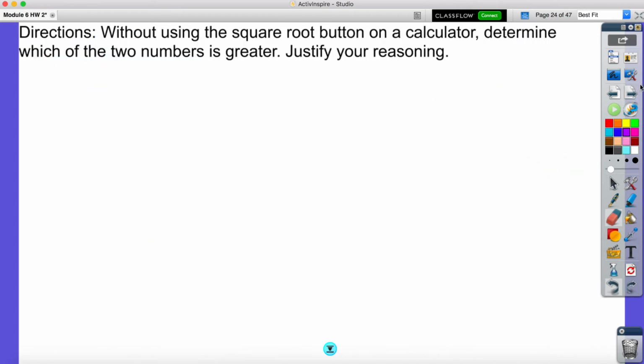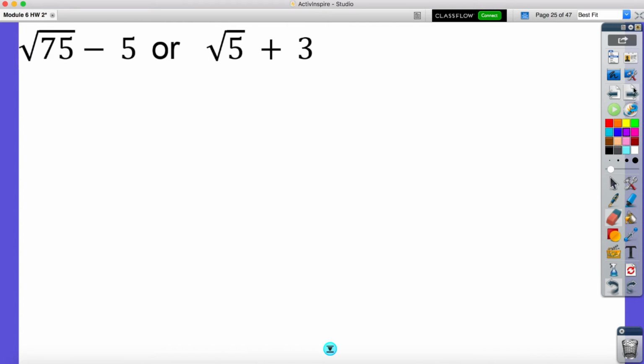All right, so without using the square root button, calculate and determine which of these numbers is greater. Justify your reasoning. So I want to figure out what is bigger. Is it radical 75 minus 5 or radical 5 plus 3? Once again, you want to look at your perfect squares. Which perfect square is radical 75 in between?